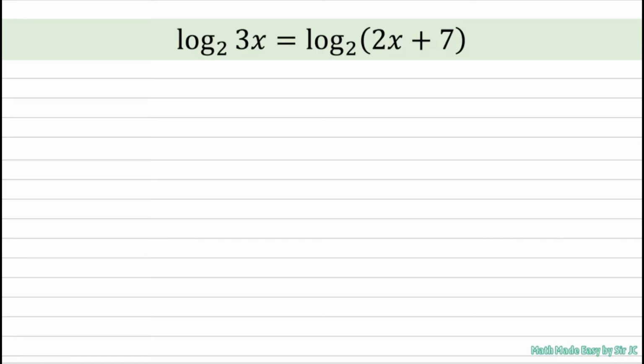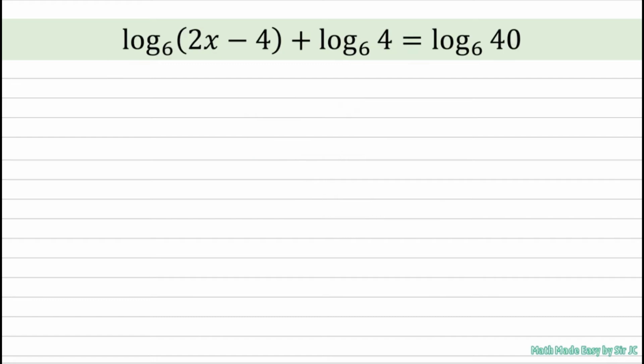We have logarithm of 3x to the base of 2 equals logarithm of quantity 2x plus 7 with the base of 2. So as you can see, we have the same logarithmic expressions, the same base. So we can now just cancel logarithm, then copy this 3x and 2x plus 7. So we have 3x is equal to 2x plus 7. And so we can now solve 3x minus 2x is equal to 7. So 3x minus 2x is x equals 7. Okay, so this is the solution for this logarithmic equation.